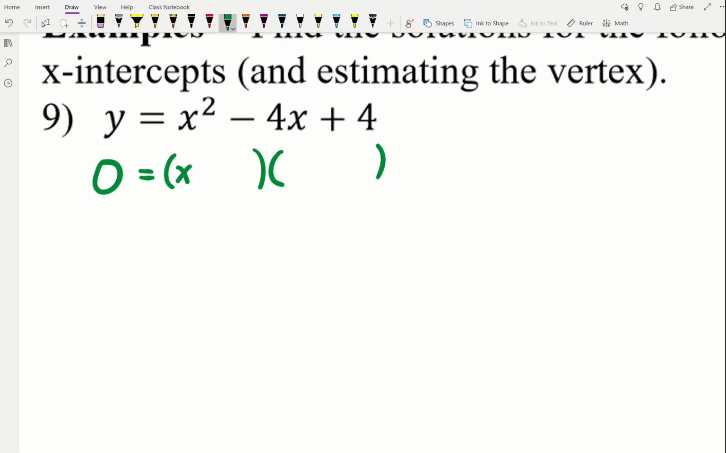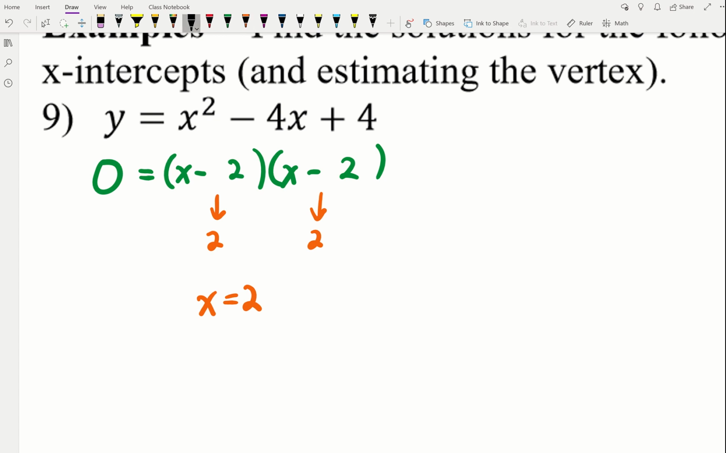X squared means x and x. We talked about when this sign here is positive, we have the same sign. They're both going to be minus. And then now we need factors of positive 4 that when multiplied by x and x give us negative 4. Well, that's going to be 2 and 2. So in this case, that means that our only solutions are going to happen at 2 and 2. So x equals 2 is our solution.